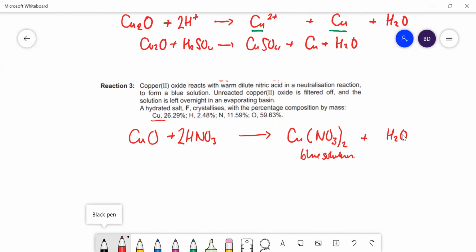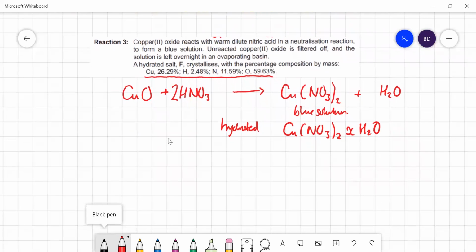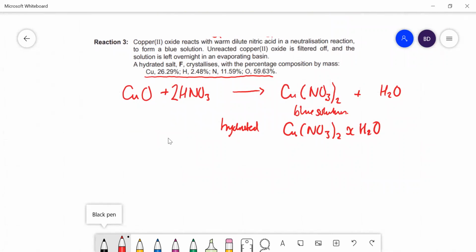Now if you look at the composition of it, it's got hydrogen in there, so that means it's going to be a hydrated salt of some form. So it's going to be of the formula Cu(NO3)2 · X H2O, and we need to find out what the value of that X is to finish the question. So we're going to work out the empirical formula of the compound. We've got copper.